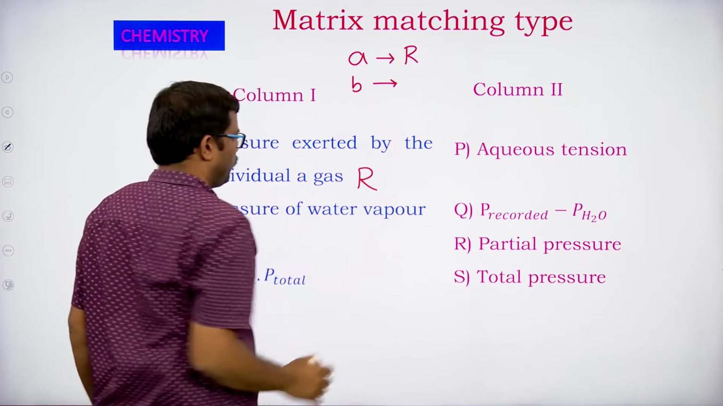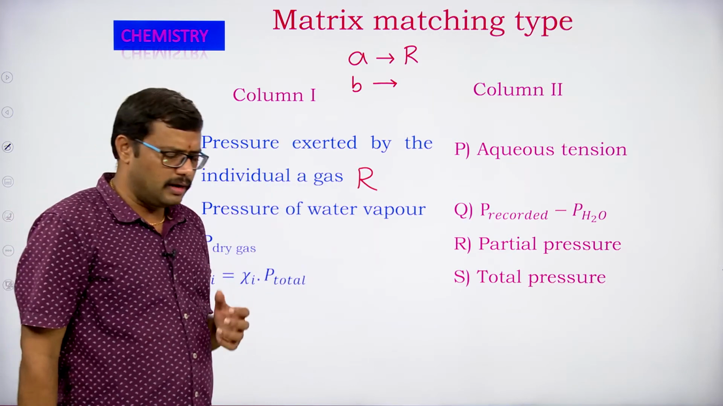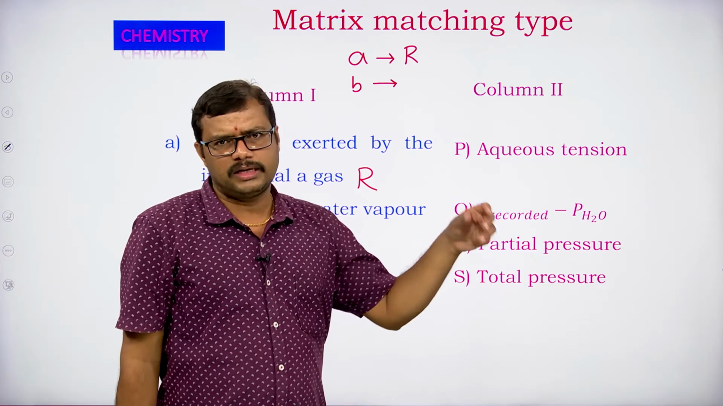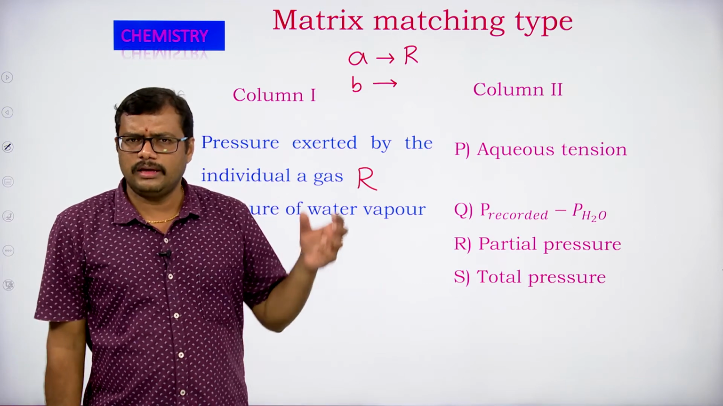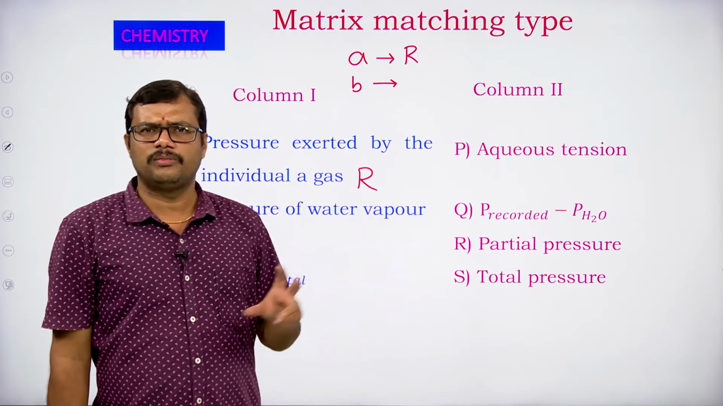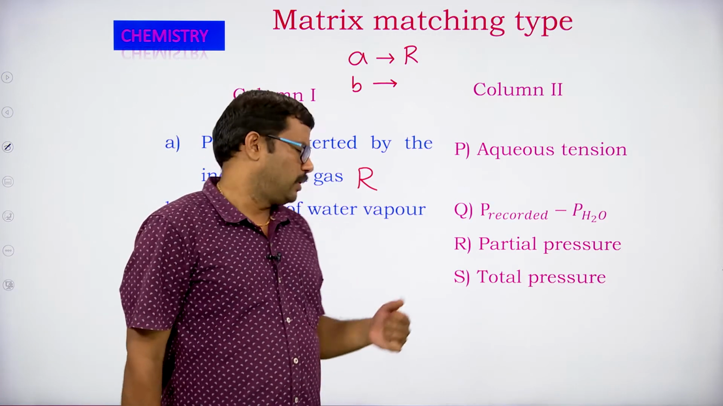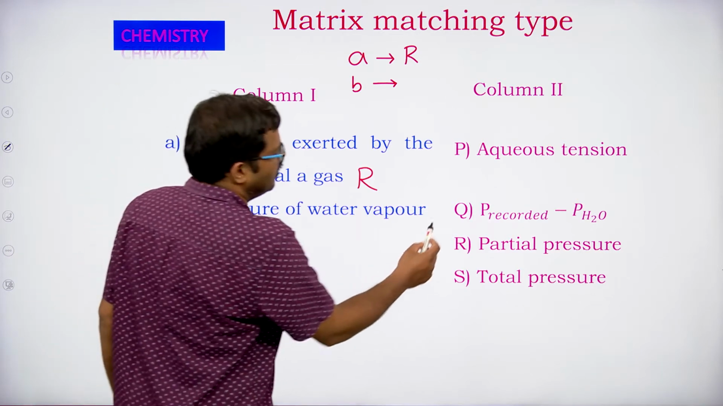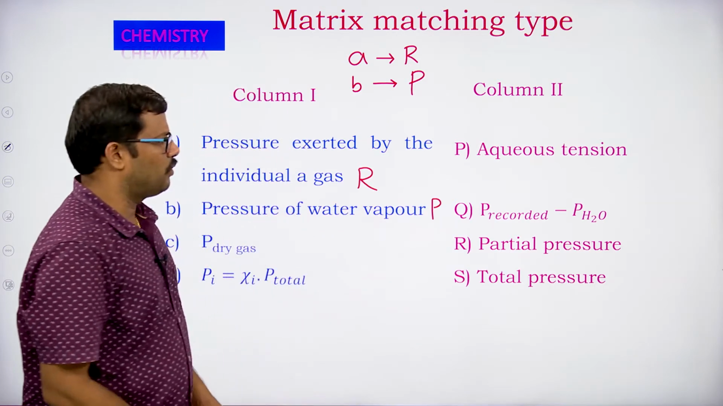Now, B. What is B? Pressure of water vapor. Whenever we prepare any gas, we generally pass the gas through water and collect it in an inverted vessel. Thereby some of the gas will take water in the form of its vapor. So, the pressure obtained in that case will be the pressure of the gas as well as the pressure of the water present. The pressure of water vapor that is exerted, we call aqueous tension. So, what is aqueous tension here? It is P. So, pressure of the water vapor is P, that is aqueous tension.